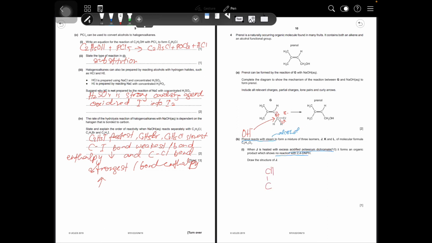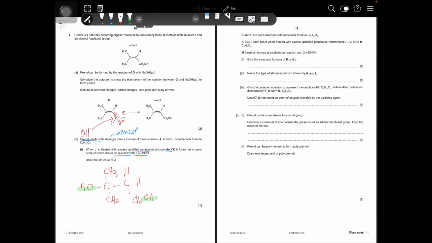You have CH3 here, CH3. The double bond is no longer there, so you have CH2OH, and this is the OH here. This OH is a tertiary alcohol, so it will not undergo any oxidation reaction. And this OH is a primary alcohol, which will undergo oxidation with excess acidified potassium dichromate to produce a carboxylic acid, which shows no reaction with 2,4-DNPH.